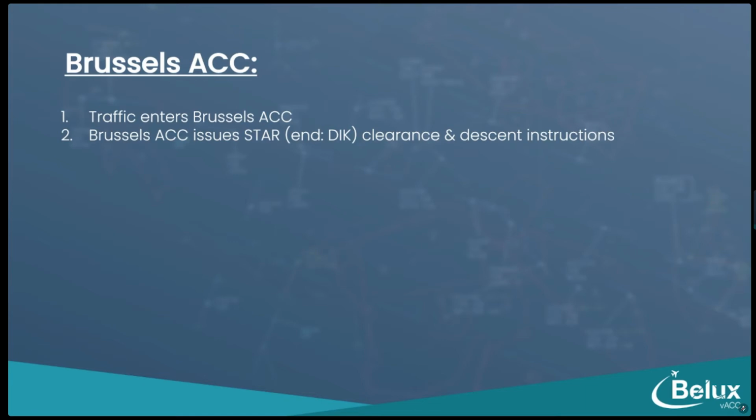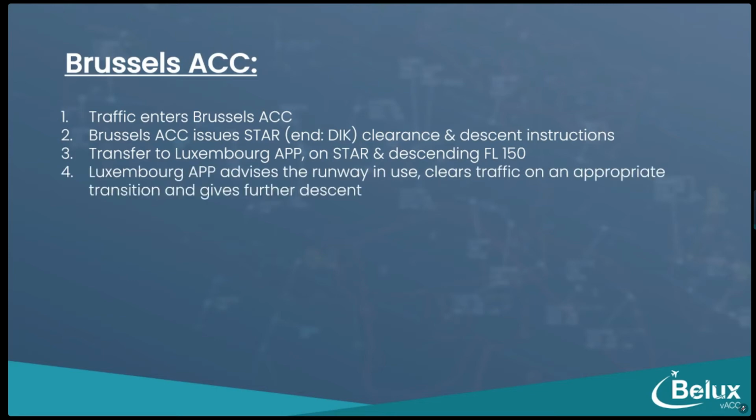So Brussels issues a star clearance and already gives some early descent instructions. Then Brussels will transfer to Luxembourg approach and the traffic will be on the star descending flight level 150. Of course, you can coordinate to do things otherwise, doesn't really matter. But this is like the standard procedure.